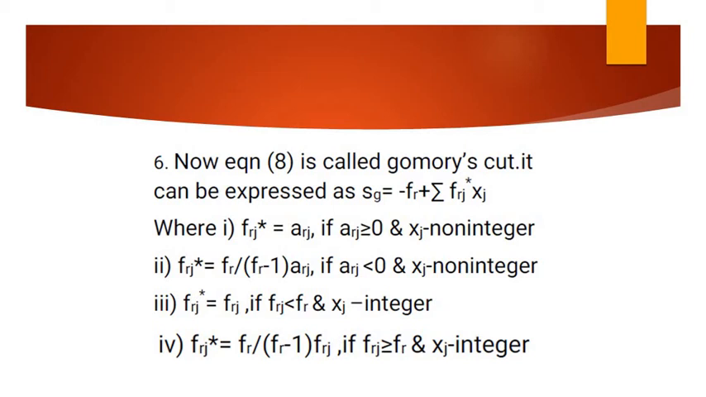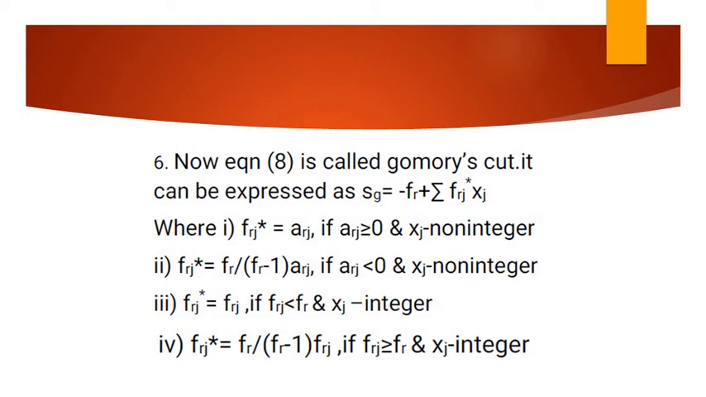In the second case, frj star, that is the fractional value, takes the value fr by fr minus 1 into arj only when arj is strictly less than 0, that means it is negative. Arj is nothing but, we already know, the coefficient of xj. Therefore, if the coefficient of xj is negative as well as xj is non-integer, then frj star is always taken as fr by fr minus 1 into arj.